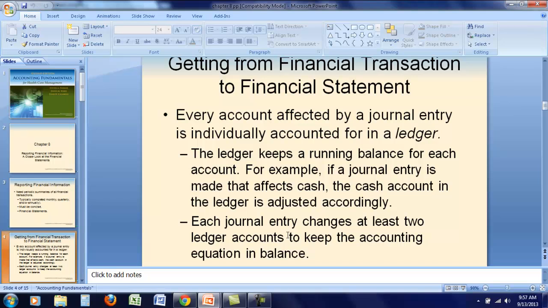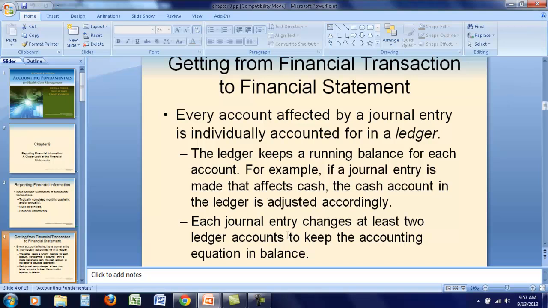Every account affected by the journal entry is individually accounted for as a ledger. Think about it: every account has its own page. That's how I like to think about it. If I have the cash account, there's actually a cash ledger, and the ledger could really be the entire T account. Cash is affected every day. So you would have, say, 30 days in the month, and 30 transactions actually running through your cash. Recording those 30 transactions in total is your ledger.